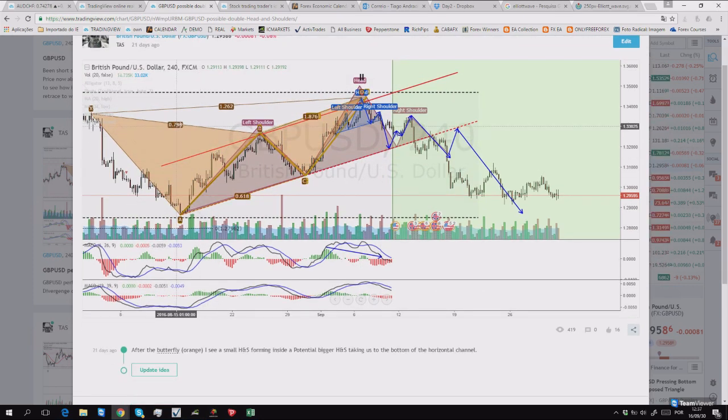You had this bearish butterfly. You had the double head and shoulders. You had the break of this channel. You had many things saying go short. So I just added. I added here. I added somewhere here. I don't know how many. I have about five positions on this pair.